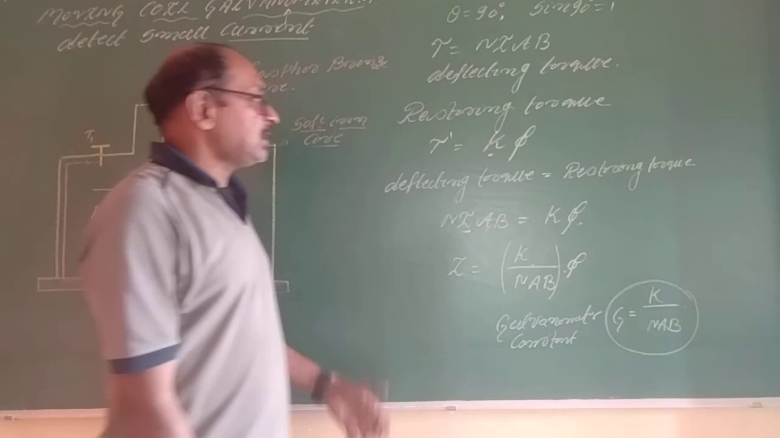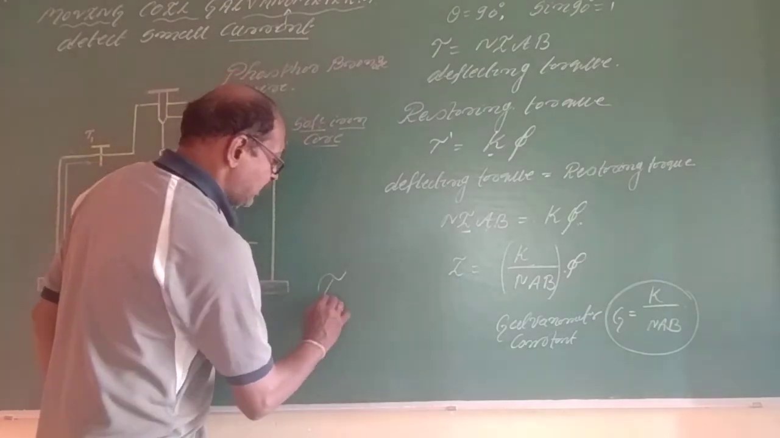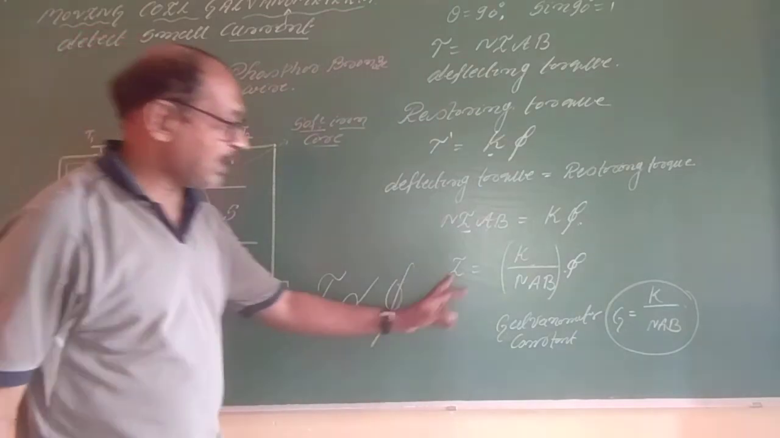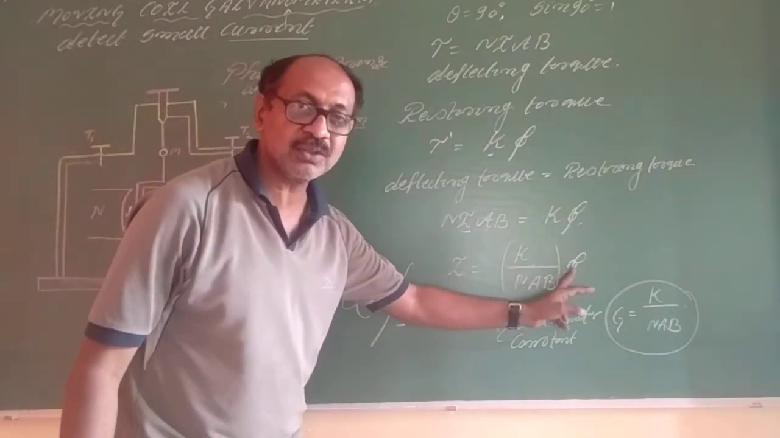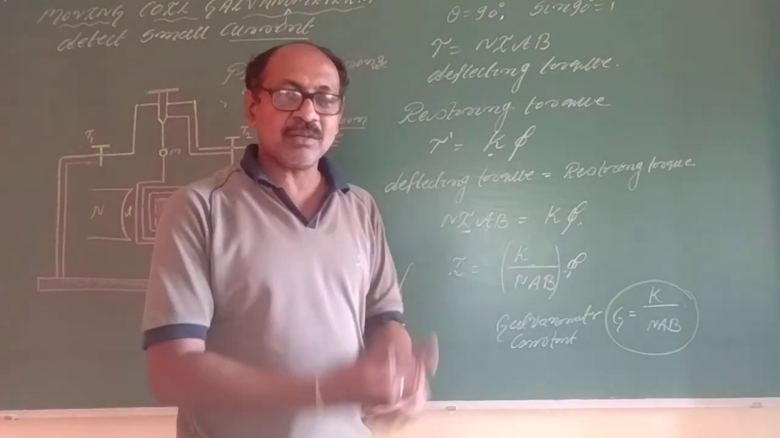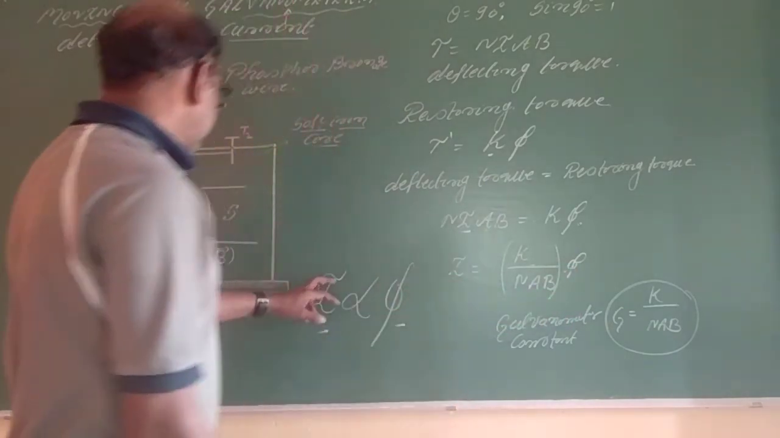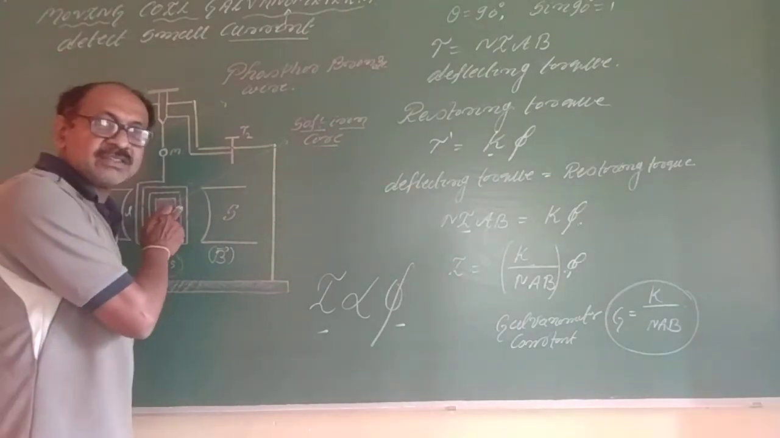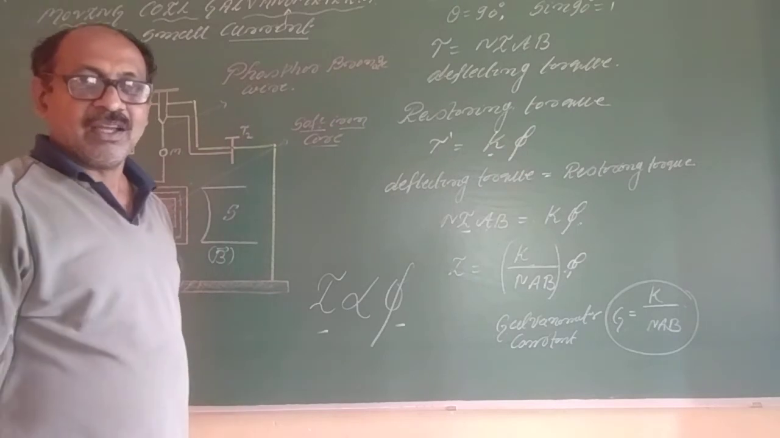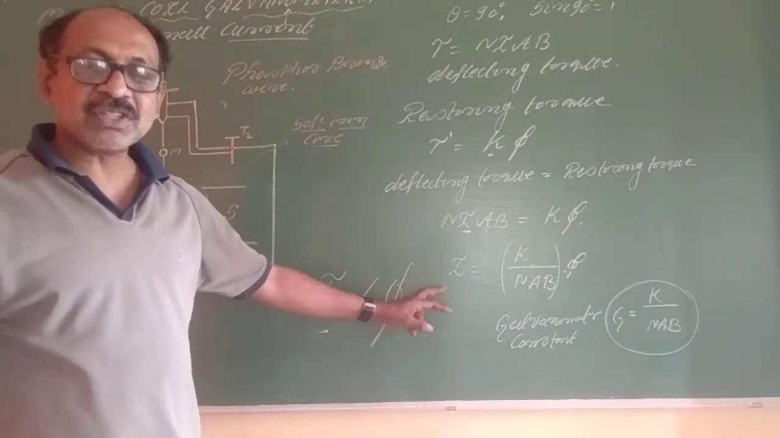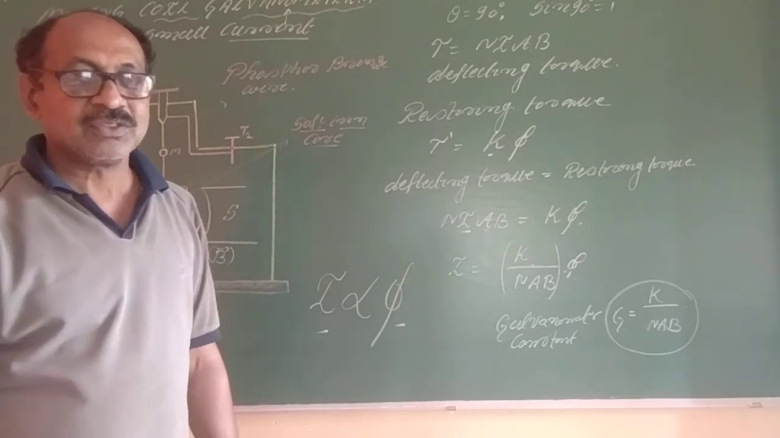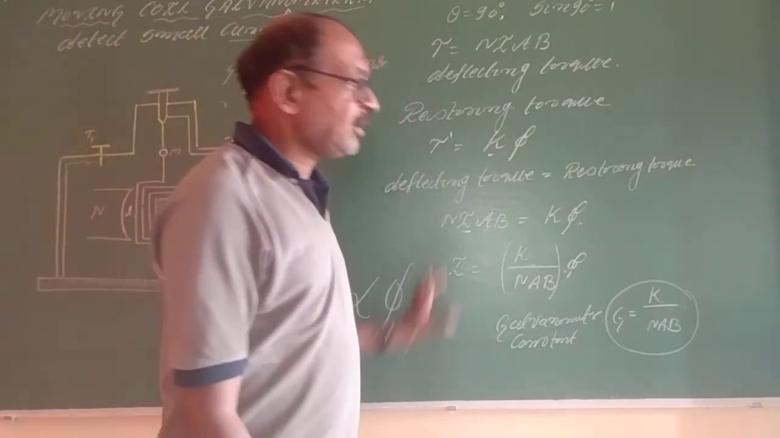So we can say that I is directly proportional to psi. What is the meaning of this? As the current increases, the deflection also increases. As the current decreases, the deflection also decreases. So this is the theory of the galvanometer.